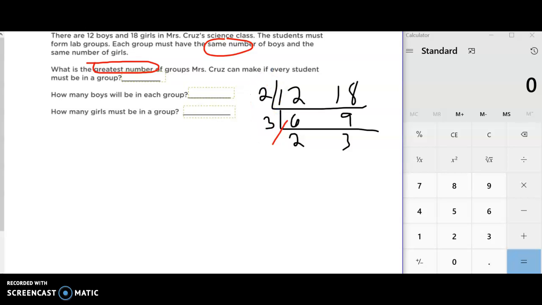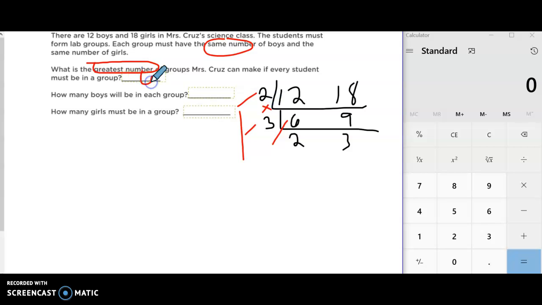Now, here's a cool little trick. See this? That forms an F. There's your GCF. So your GCF is 2 times 3, which is 6. Now, if you accidentally added and said 5, think to yourself, does 5 go into 12? No, it can't be 5. That way you know it's not going to be it. Okay, so we multiply 2 times 3 is 6. So that 6 tells me the greatest number of groups is going to be 6.